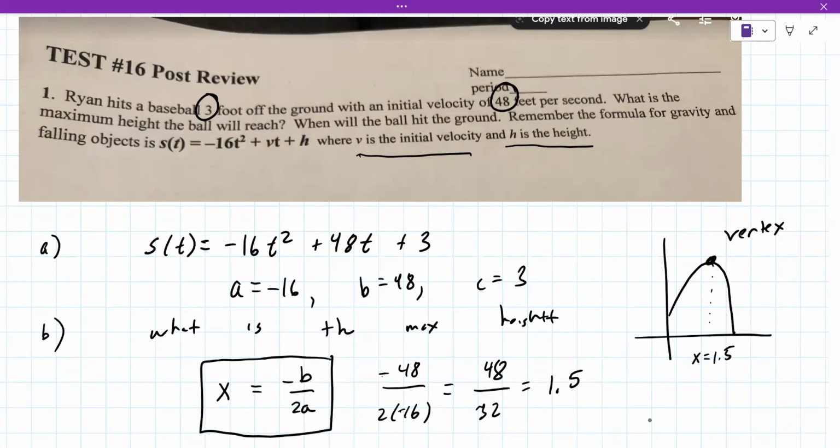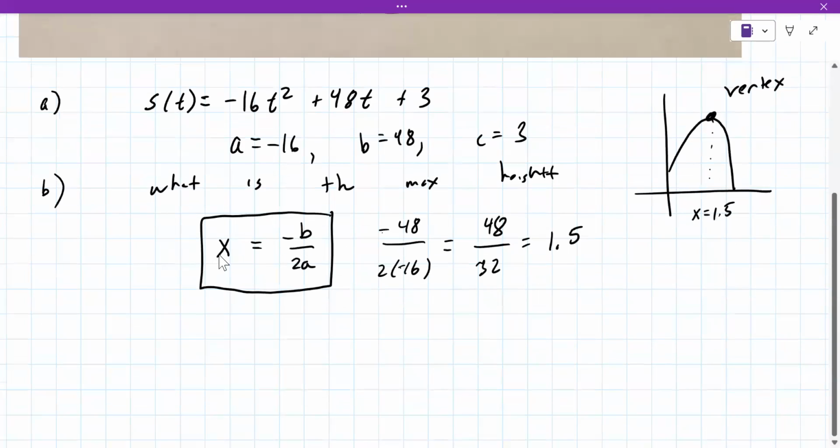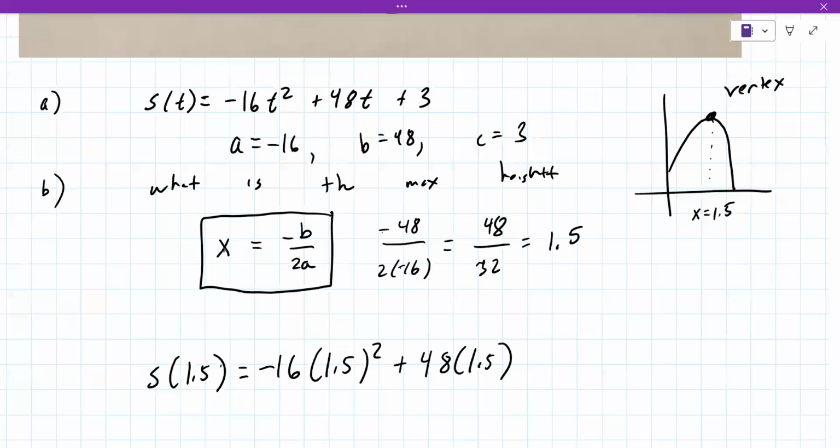So to actually get the height, you have to put 1.5 back in for t. I know we called it x. That's just the general form. So you're going to find s of 1.5. And notice that I'm putting it in parentheses when I substitute. Recommend doing the same. And if you want to grab a calculator and work that out here, I'll confirm your answer.